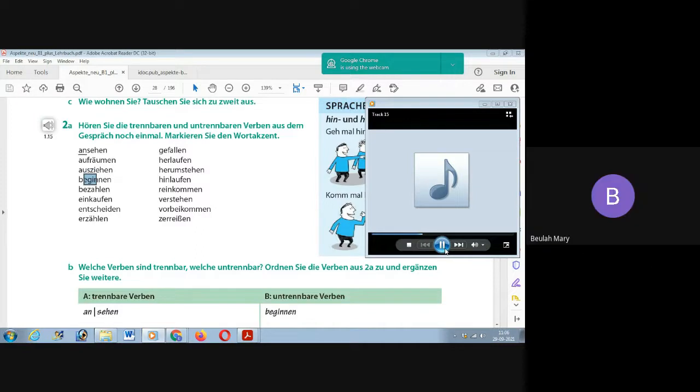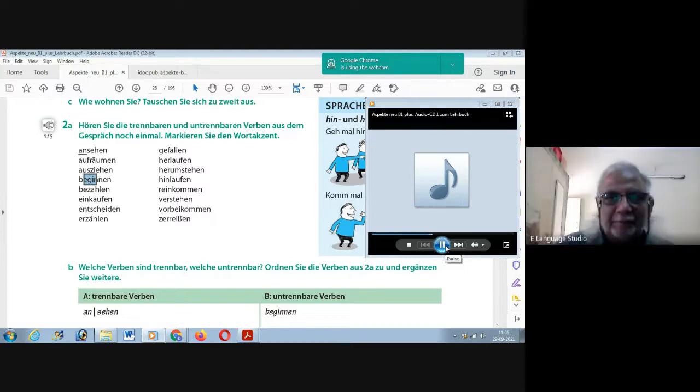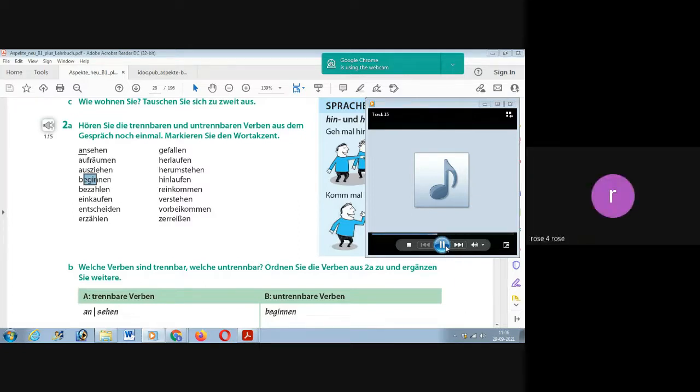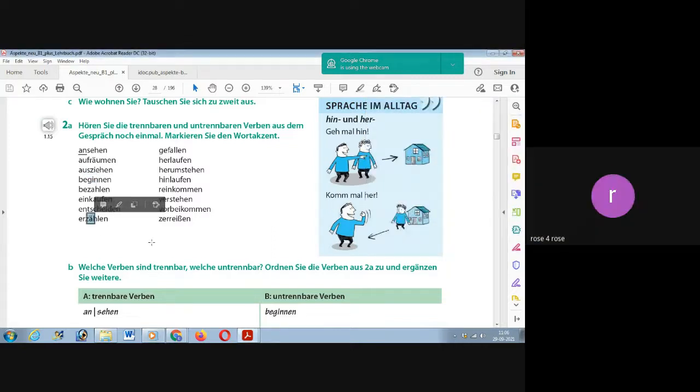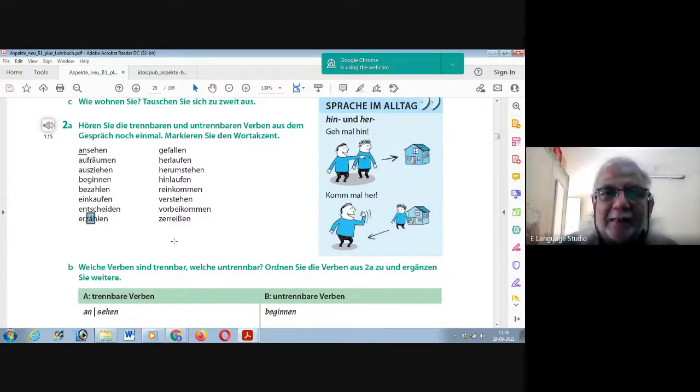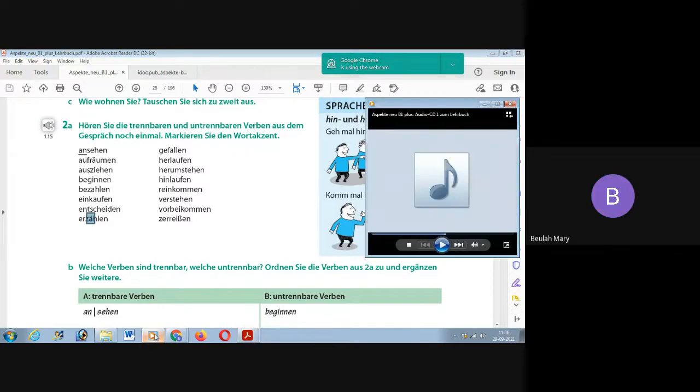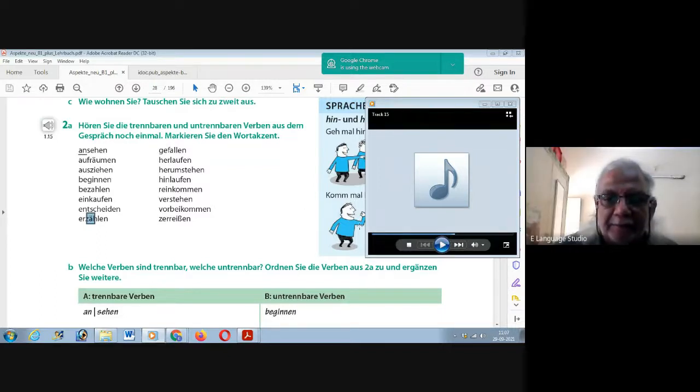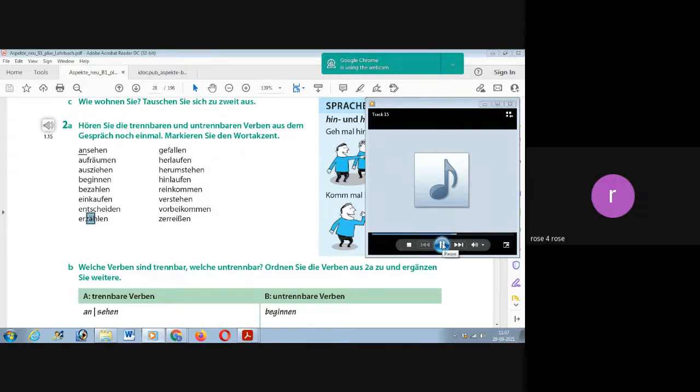Bezahlen. Einkaufen. Entscheiden. Erzählen. Umlaut: erzählen, not erzahlen, but erzählen. Gefallen. See, the stress is on the verb. Not gefallen, but gefallen. Stress voran. Ja.